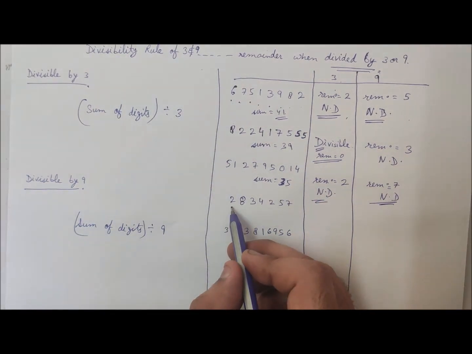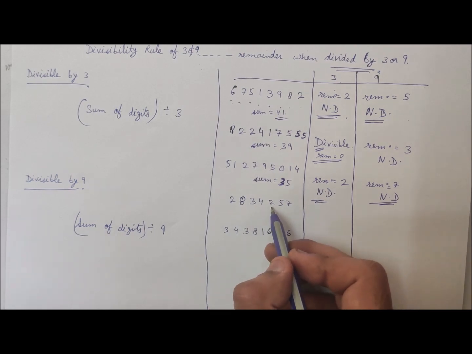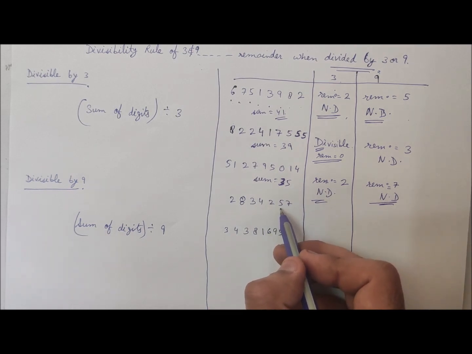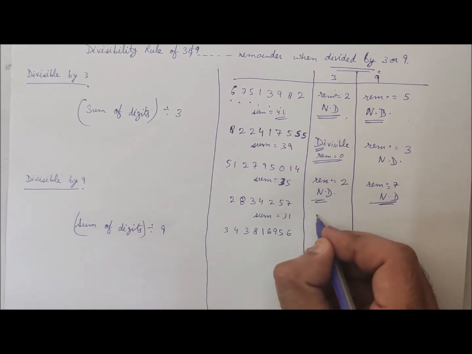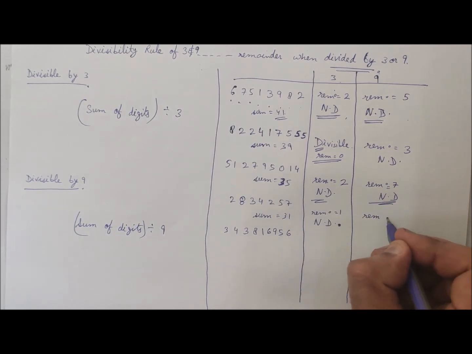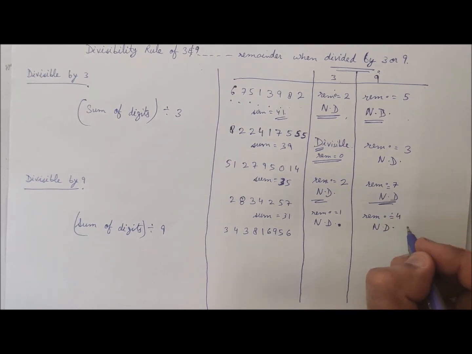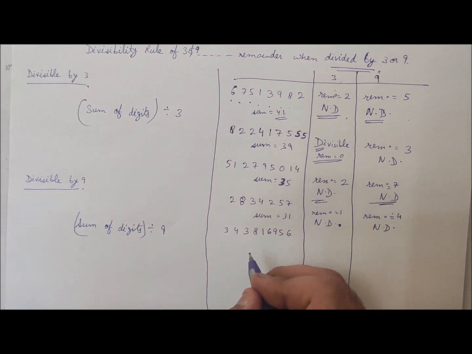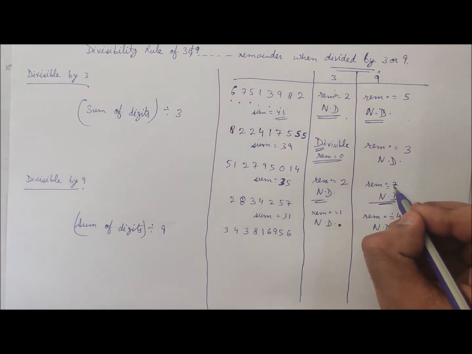Coming to the next example, we have 2 plus 8, 10, 10 plus 3, 13, plus 4, 17, plus 2, 19, plus 5, 24, plus 7, 31. The sum is 31. The remainder here is 1, not divisible. Sorry, divided by 9, the remainder is 4. It is again not divisible. Now coming to this question, I'm really sorry, the remainder is 8 over here.